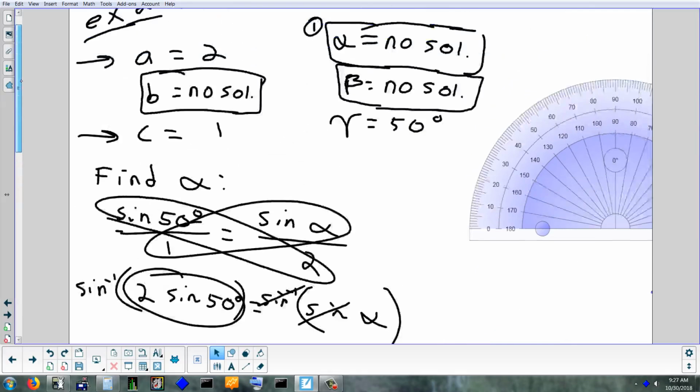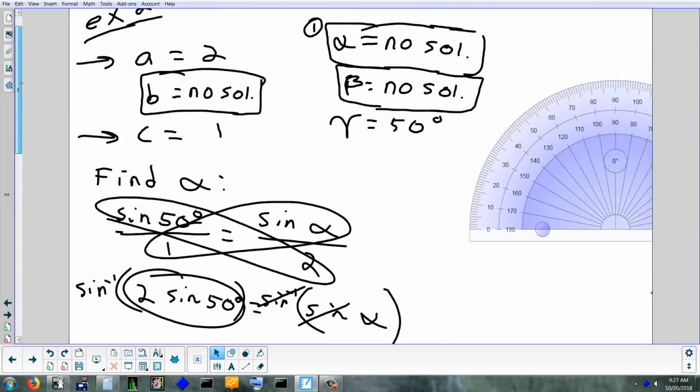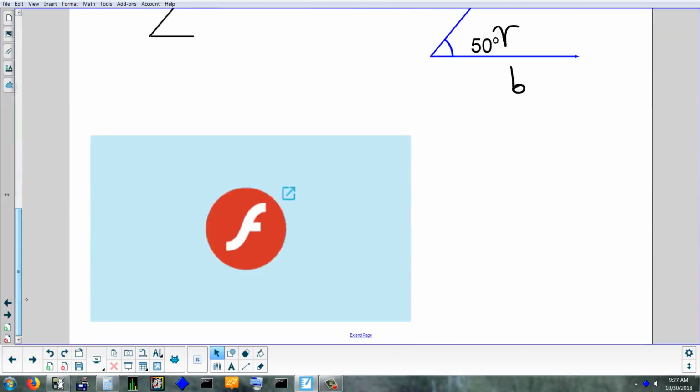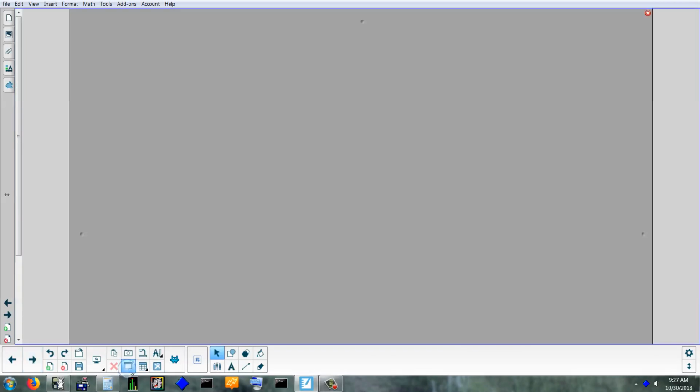Okay. Any questions on that? Okay, so let's take a look. Those are the two that we're going to look at that aren't word problems. Let's look at one that is.